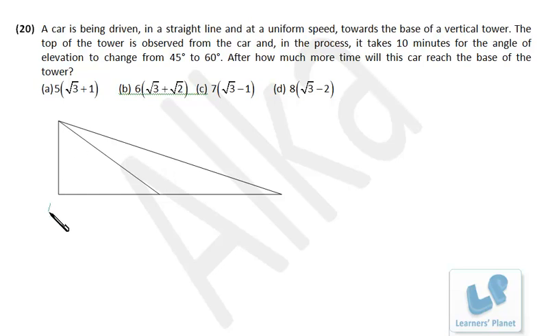Now I assume that this is tower A, B with height H, right? Now initially the car is over here, and from here the angle of elevation is 45 degree, and after 10 minutes the car is here and the angle of elevation is 60 degree, and this distance is being covered up in 10 minutes.